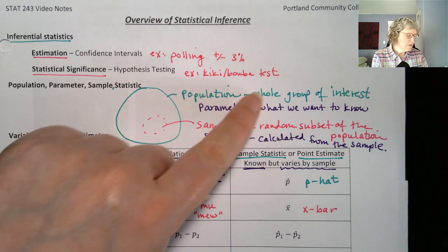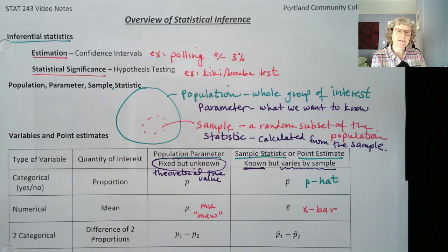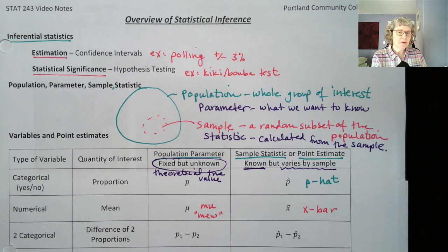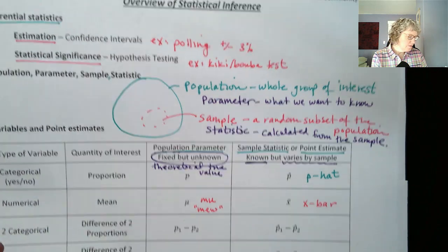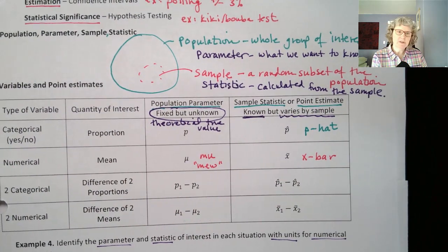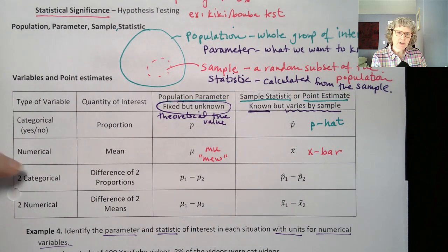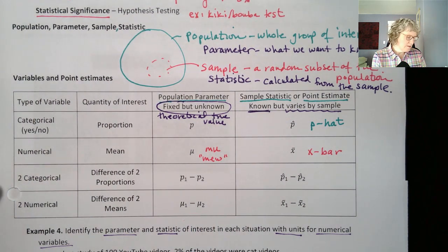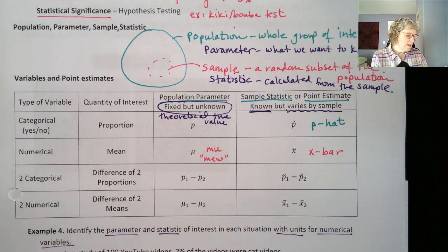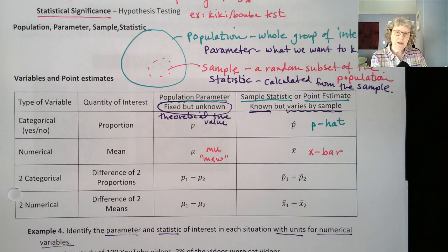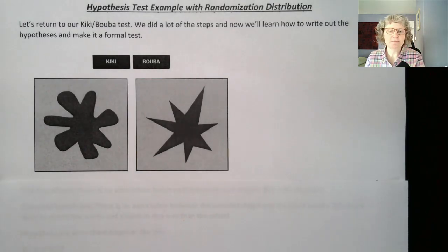And an example that we did on the first day was the Kiki-Booba test. So I'm going to return to that, and we're going to make it a more formal test. All of these things on this notes page, this overview of statistical inference, still apply. For example, we're going to be looking at proportions, means, difference of two proportions, and difference of two means. So all of this notation, the idea, the parameter, sample statistic, all of that still applies with the same notation. Okay? So feel free to go back to that page if that's helpful.